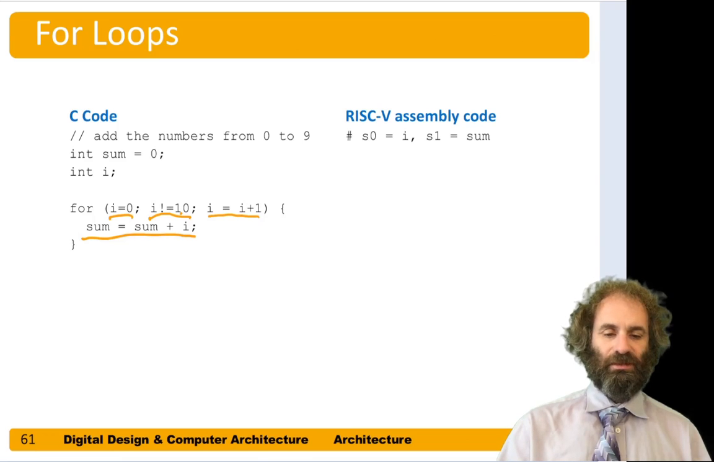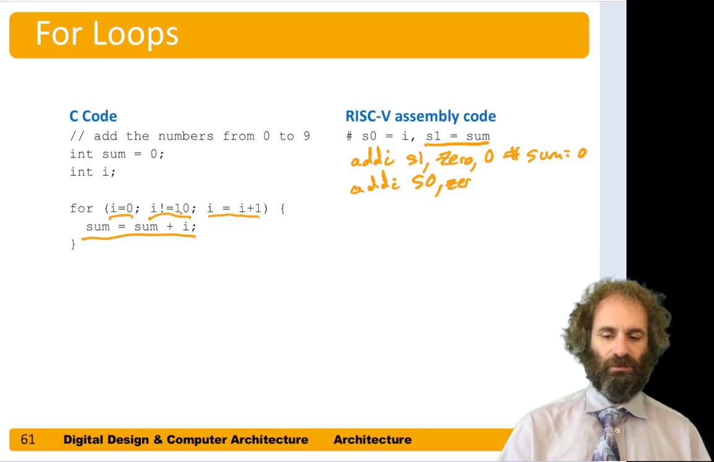So starting this out, sum equals 0. Well, sum, let's keep it in S1. So we'll add I, S1 gets 0 plus 0. Now we have the initialization of the loop, I equals 0. Add I, S0 gets 0 plus 0 for I equals 0. Now we need to check the loop condition.